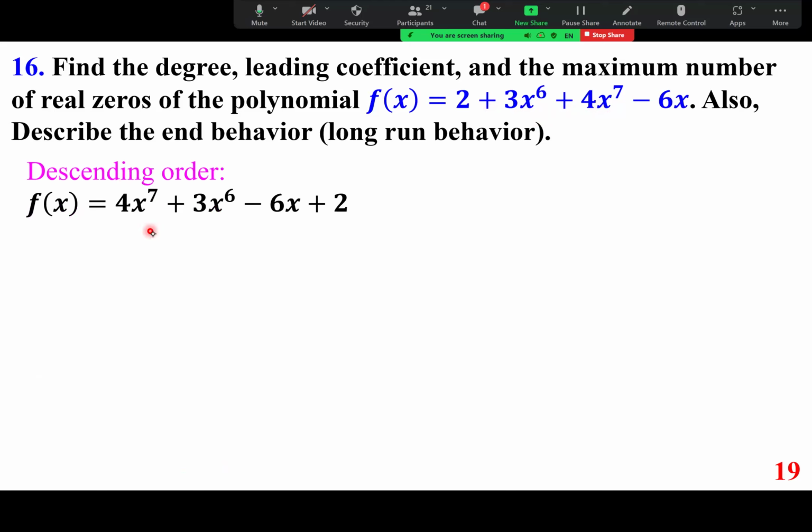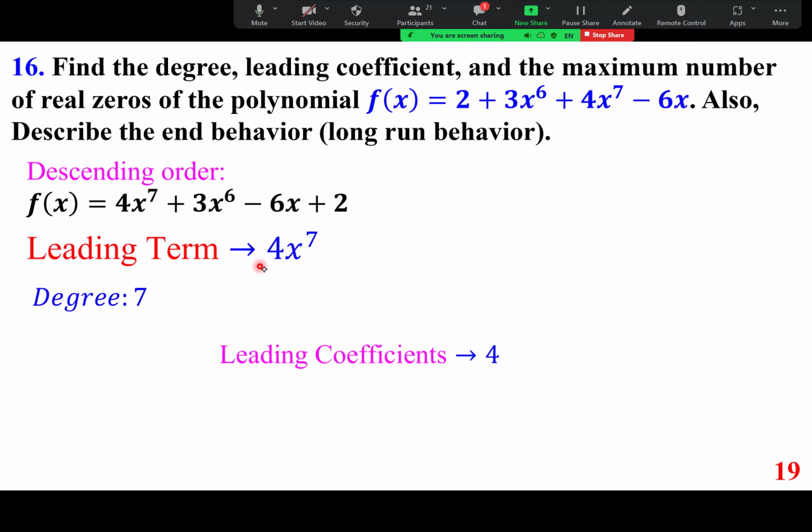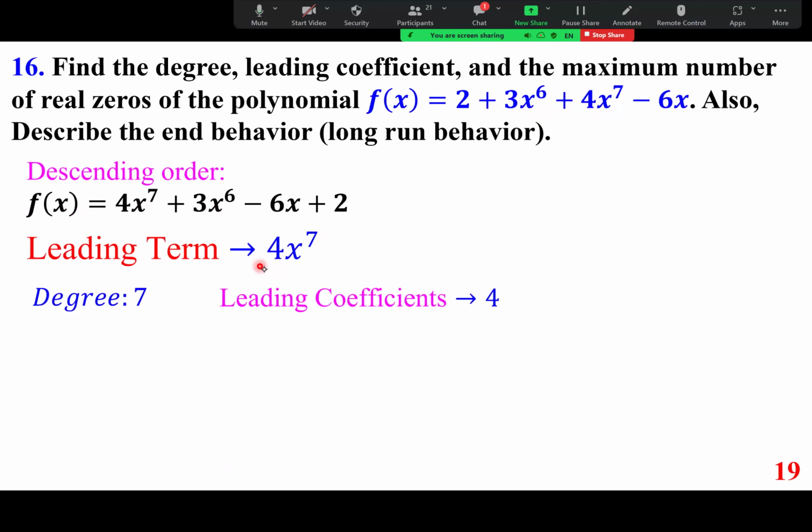Here's your leading term, which means the degree is 7. The leading coefficient 4 is positive. Degree 7, or you can say odd. Leading coefficient is 4. Because the degree is 7, the maximum number of zeros must be 7.